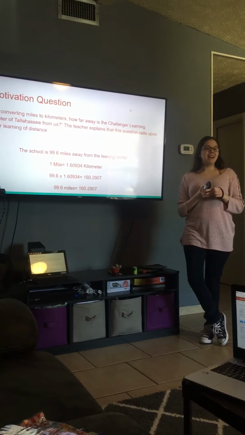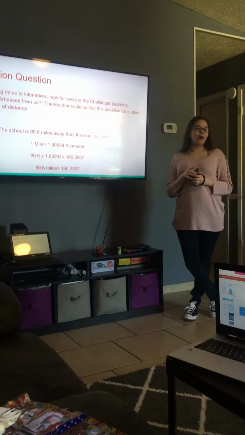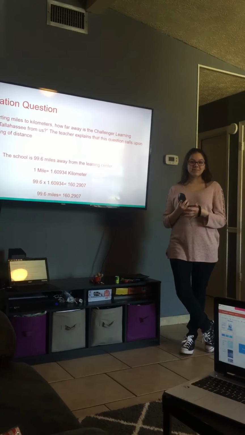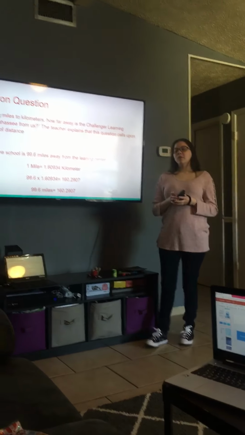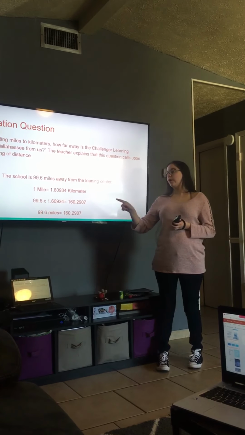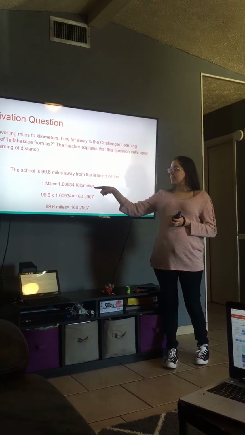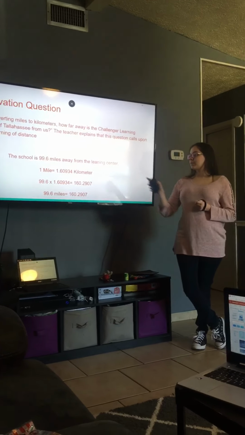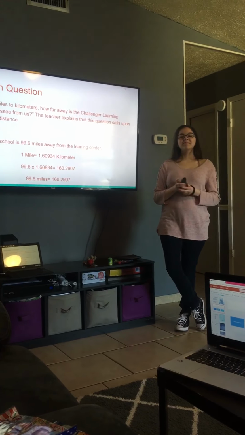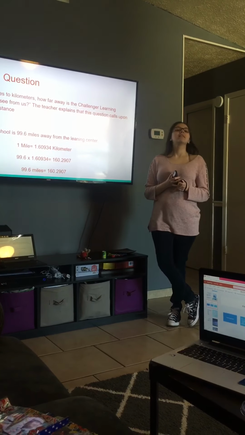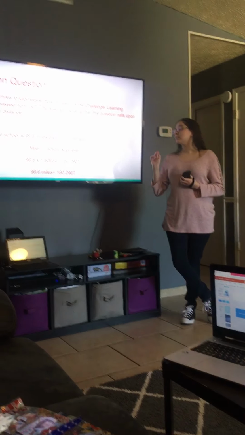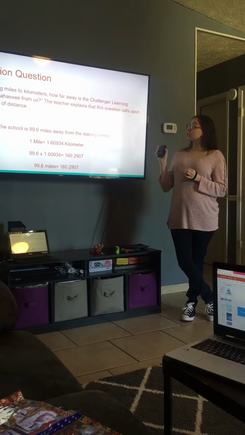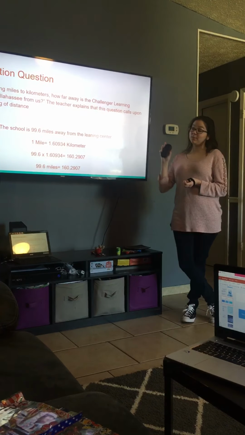1.60934 kilometers. Correct. Alright. Can anyone tell me how you get miles into kilometers? Do you times them together? You do. Alright. So if our school is 99.6 miles away and 1 mile is 1.60934, what would we get if we times them together? 160.2907. Correct. Our school is 160.2907 kilometers away from the Challenger Learning Center of Tallahassee.